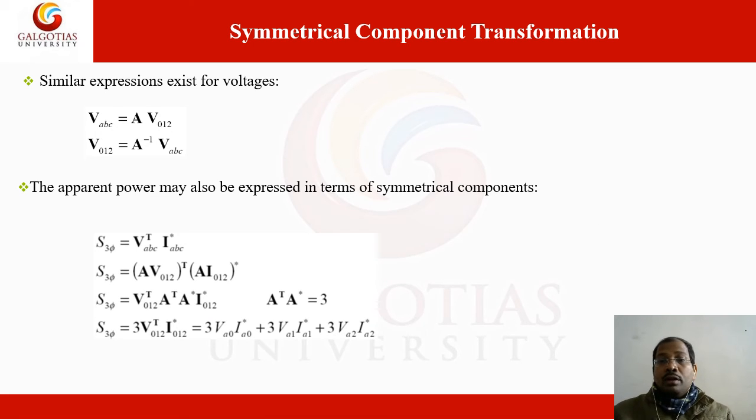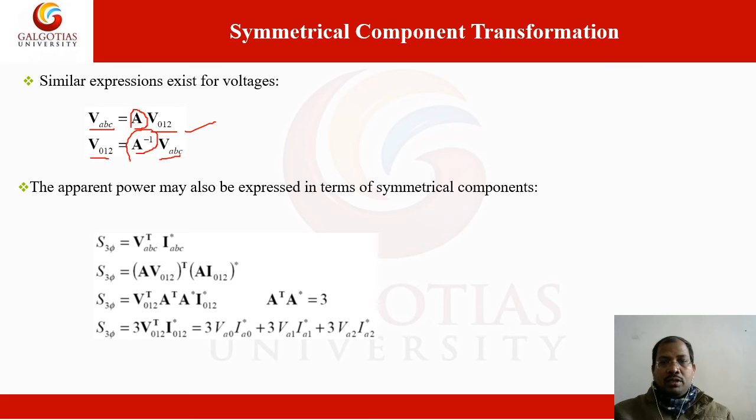Similarly, for the voltage we can use the same approach. The phase voltage VABC is equal to the operator matrix A times the sequence voltages. If the sequence voltages are given, multiplied by the operator matrix A, we can get the phase voltages. If phase voltages are given, we have to multiply by A inverse. You know that A inverse is 1 by 3 A conjugate, so we get the sequence voltages. In the same way we can get them.